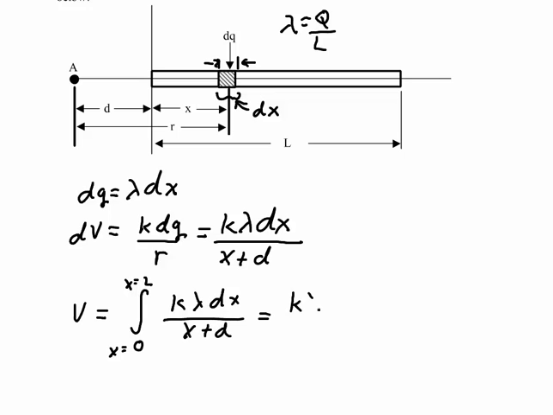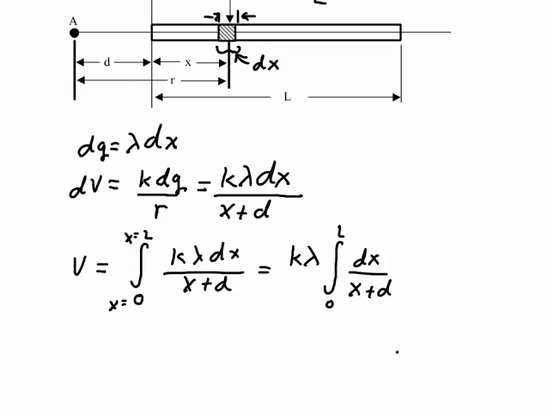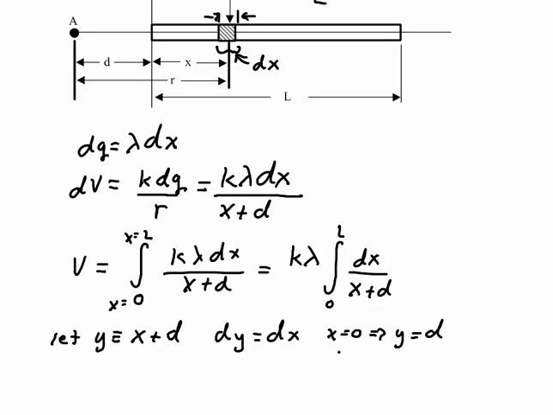I can bring the k lambda outside. So I get from 0 to L dx over x plus d. Now, this is an easy integral to solve because I can do a substitution. Let y be defined to be x plus d. Then dy is dx. X equals 0 is y equal d. X equal L is y equal d plus L.